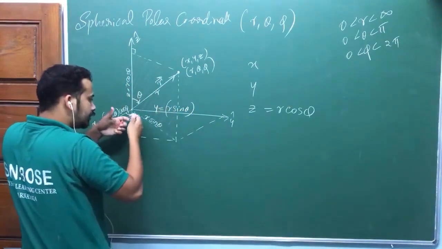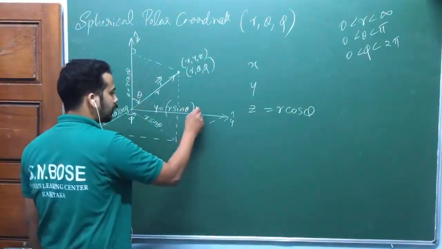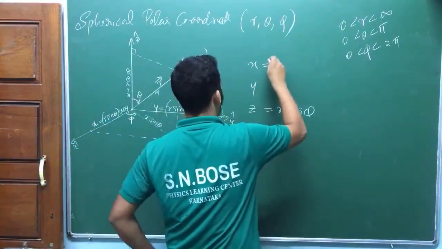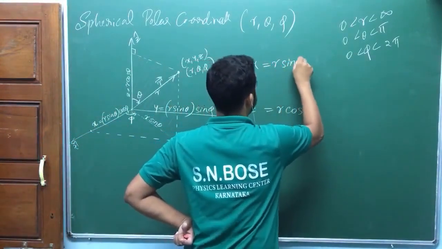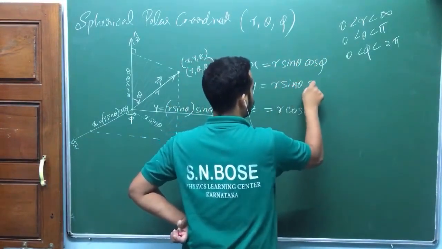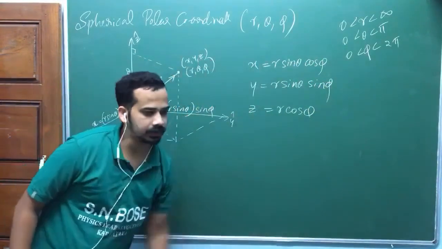Okay, that is this one. Again, this is an orthogonal resolution actually. Okay, r sin theta into sin phi. That's how we define x equal to r sin theta cos phi, y is equal to r sin theta sin phi, z is equal to r cos theta. It is x, y, z in terms of r, theta, phi.